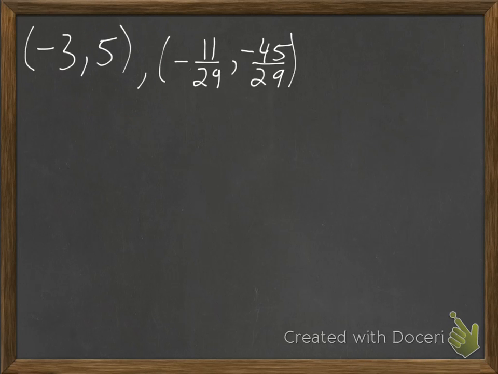Okay, so I've taken my two points now and rewritten them. Negative 3, 5 and negative 11/29, negative 45/29. So I'd like you to take a moment now, pause the video, and see if you can find the distance between those two points using the distance formula. Yeah, it's going to be a little messy because we have to work with fractions, but it's worth taking the time of trying to work it out yourself, and then you can catch up with me in a moment.